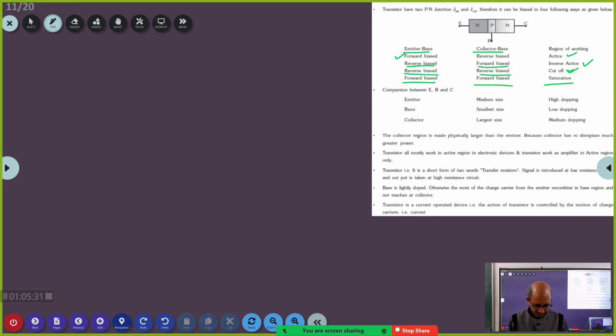So, one of the uses of a transistor is to work as an amplifier. If you want to use a transistor as an amplifier, then you have to ensure that when the transistor is working as an amplifier, the emitter base is forward biased and the collector base is reverse biased. Then you can use it as an amplifier. Got it? There is one more use of the transistor.